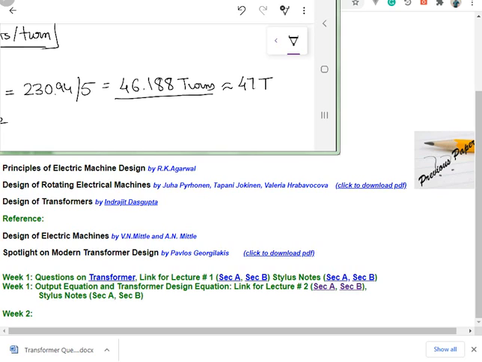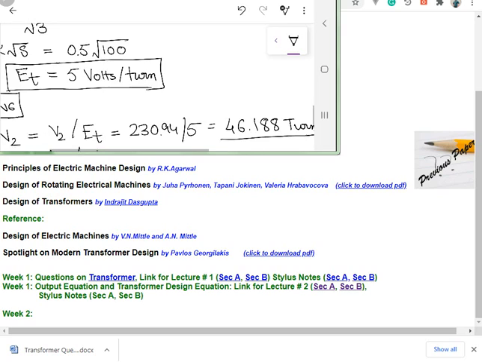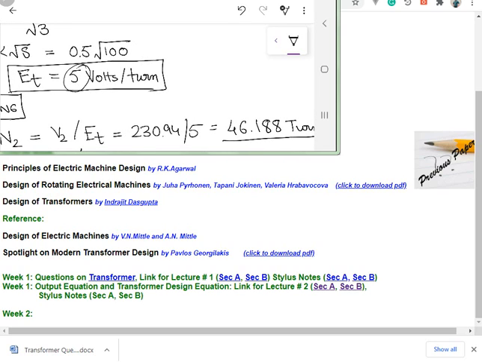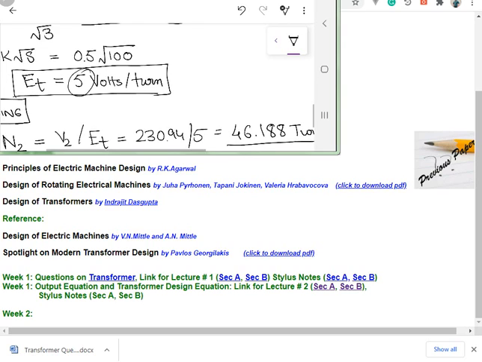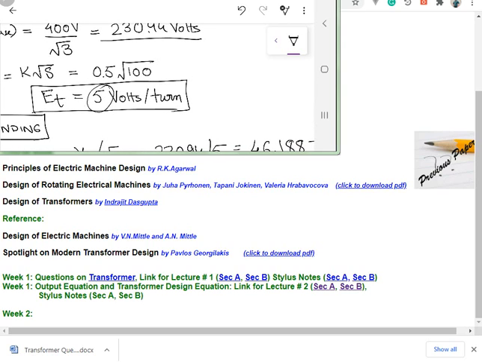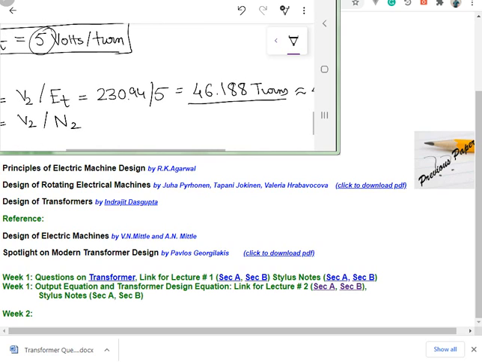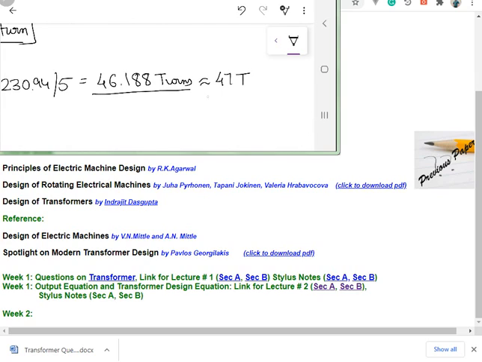Now, why are you not making it 46? Because if I make it 46, what happens? The actual ET, that is 5 volts per turn, will increase. This means the K value that I had assumed as 0.5 will become even smaller. So I am going with 46.188 changed to 47 turns.